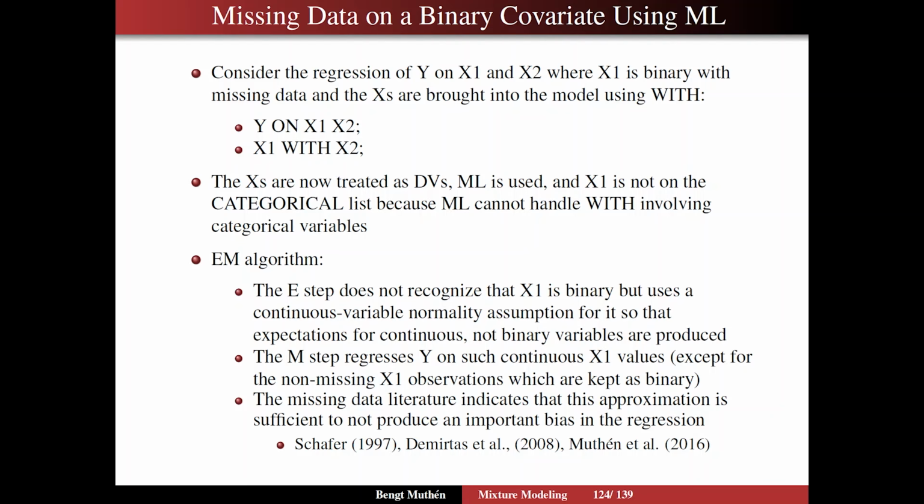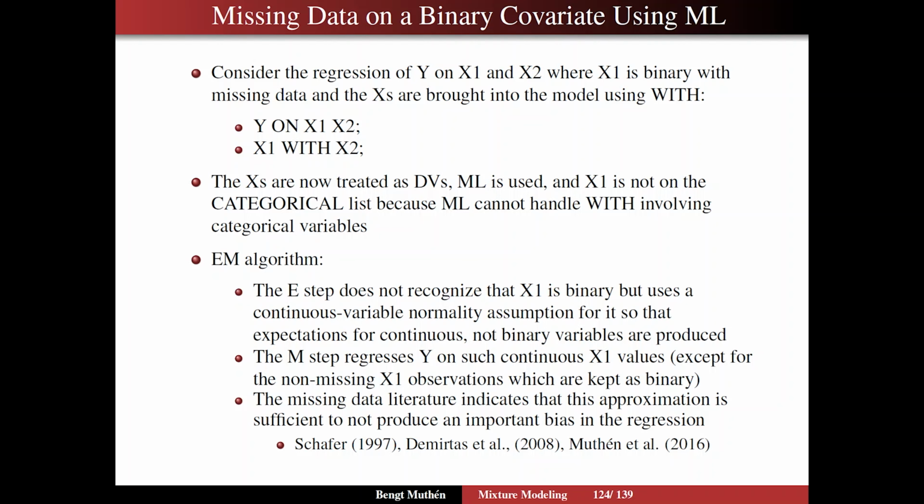By saying with, our x's are now treated as dependent variables in Mplus, so we're estimating their whole distribution, parameters of their distribution. Now x1 is not on the categorical list because ML cannot handle with involving categorical variables. There's no parameterization for it.